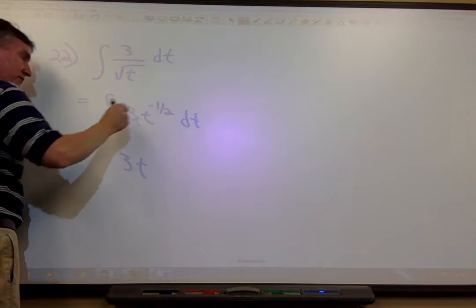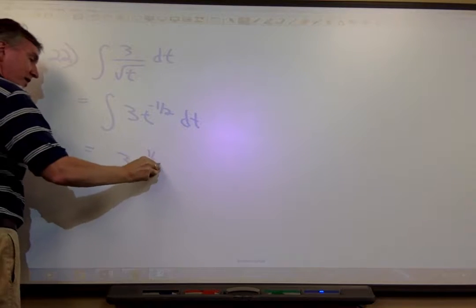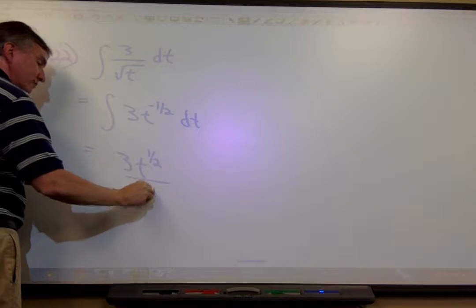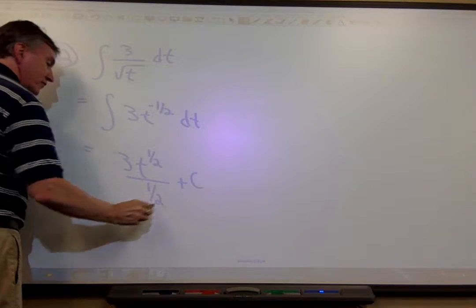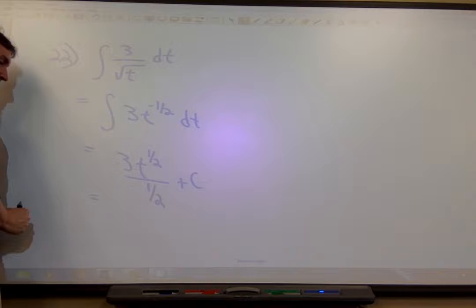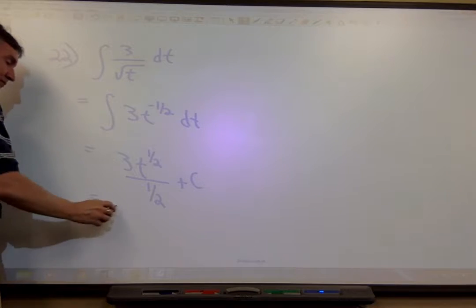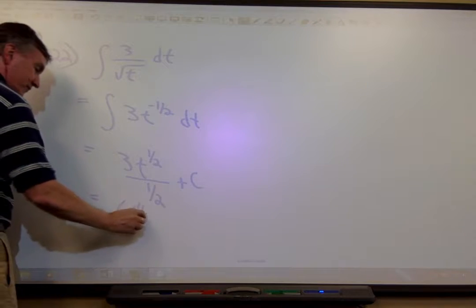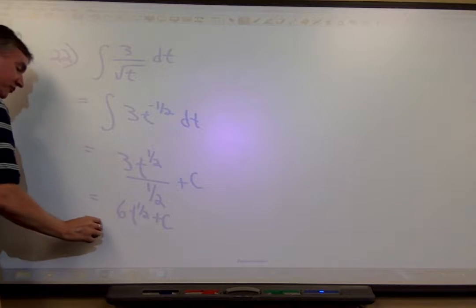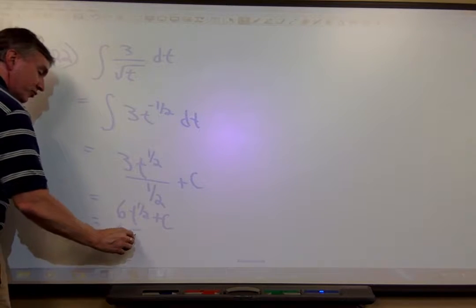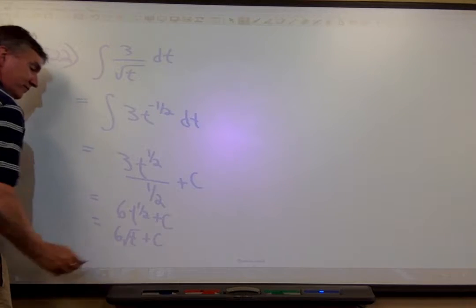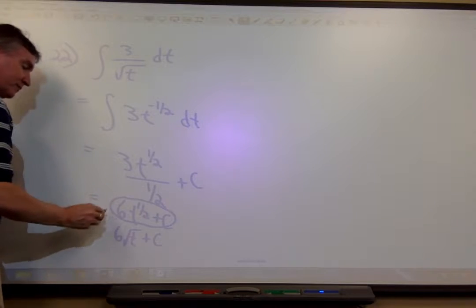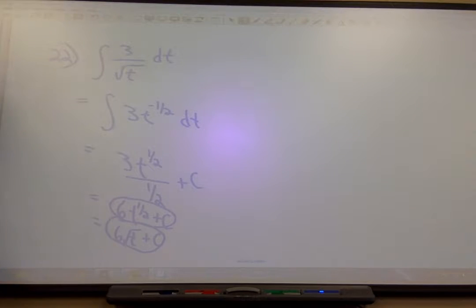If I add 1/2, over what? What would the book say? They might even go so far as to say 6 square root of t plus c. Either one is fine. Just be aware they're equivalent. Okay?